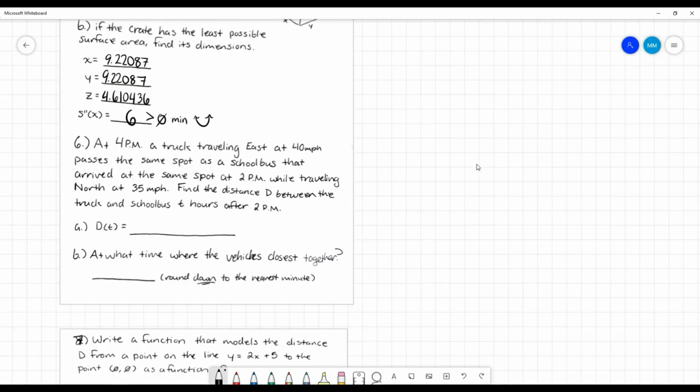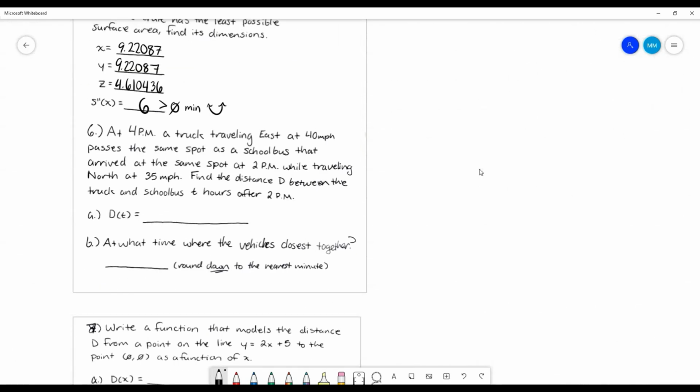And for this question, it says, at 4 p.m., a truck traveling east at 40 miles per hour passes the same spot as a school bus that arrived at the same spot at 2 p.m. while traveling north at 35 miles per hour. Find the distance d between the truck and the school bus t hours after 2 p.m.